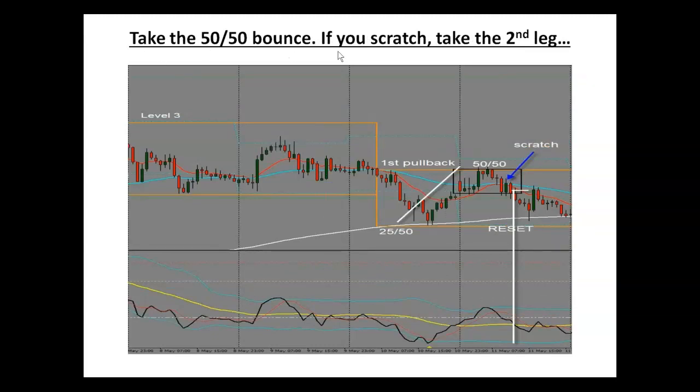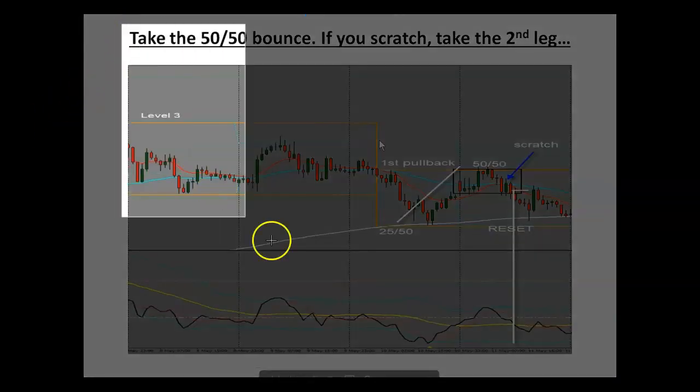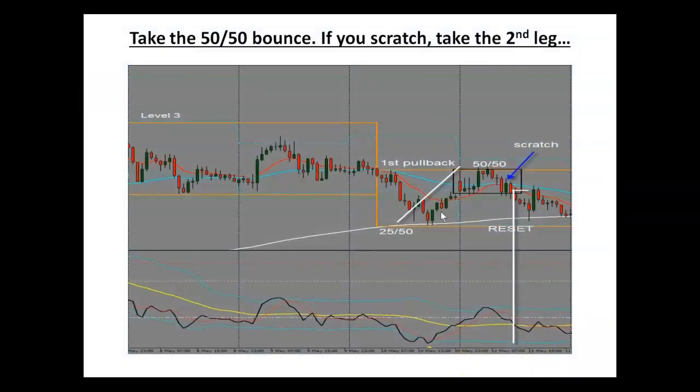So what you do is you take the 50-50 bounce, and if you scratch, take the second leg. So here, coming off level 3, ugly anchor formation, 1350 cross, first pullback. This is a shift candle. Is it valid? Yeah, it's valid. RSI below the signal line, below the static on the first move. It closed back above the 13 to kill it. When it rolled back over, as long as the RSI line is still below, keep short. Still below means the RSI and signal line did not crisscross.